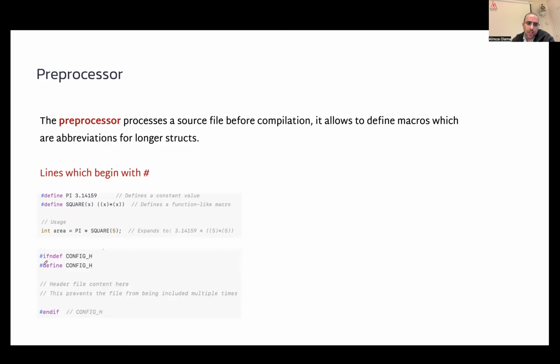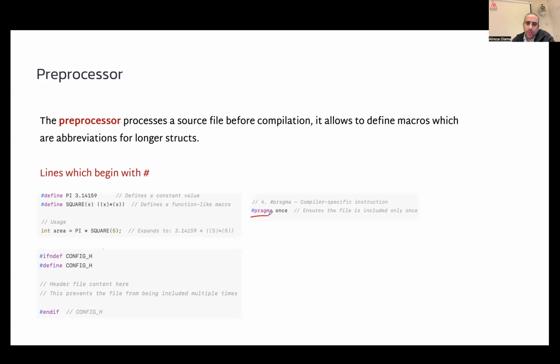Another application of the preprocessor is conditional header inclusion. For example, here you check if you don't have this config.h header, you define it, and then you can have the header content here. So this will make sure that you don't include the header file twice in your C source code.